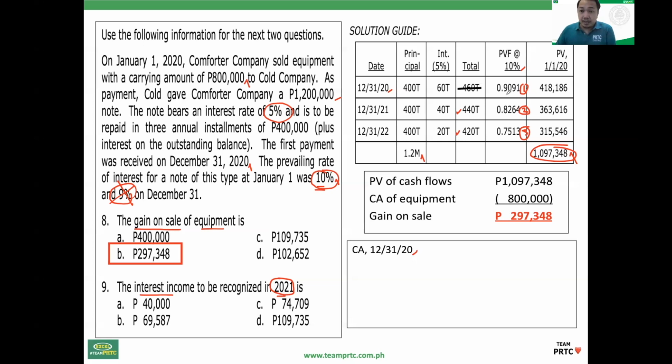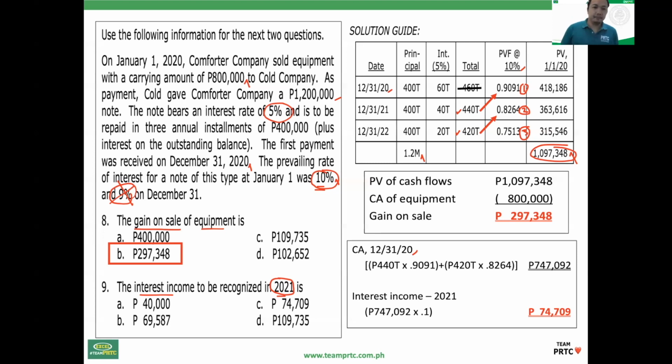But because of the passage of time, these are no longer 2 and 3 years. The 440 is to be collected after 1 year, so we use 1 period. The 420 is after 2 years, so 2 periods. Get the present value as of this date: 440,000 times the factor for 1 period, plus 420,000 times the factor for 2 periods. The total present value is the carrying amount, and that's the basis of interest for 2021. So previous carrying amount times effective rate. Okay, so, answer.